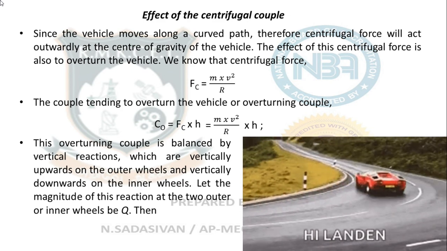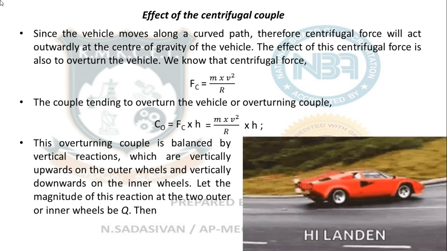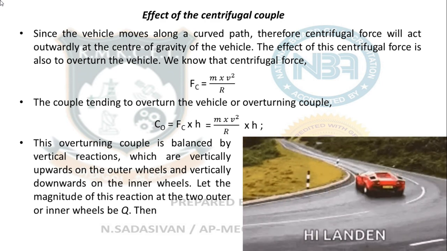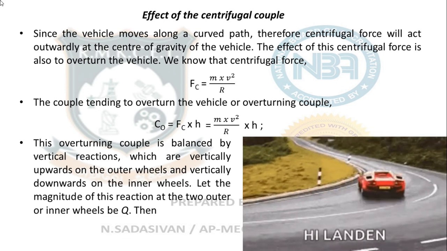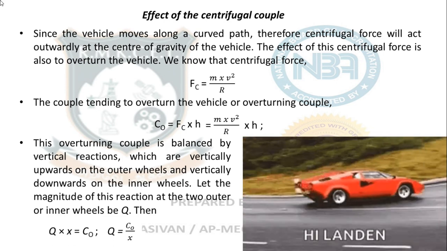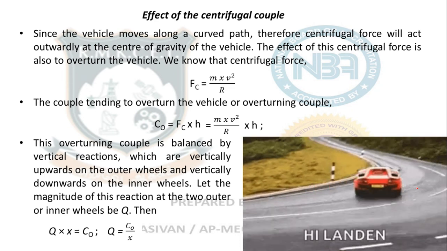So the overturning couple is balanced by reaction forces. Outer wheels pressing down because of centrifugal force, therefore you will get upward reaction. Similarly, inner wheels trying to lift up, you will get downward reaction. Exactly similar to your gyroscopic reactions. Again take couple Q into x equal to C naught, where x is the width of the car between the wheel planes. The centrifugal couple, I am shortly calling C naught, equals Q into x. So Q equals C naught by x. This is for two wheels. Again, you put 2 here, and you will get it for each wheel.